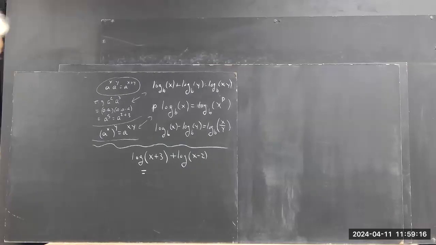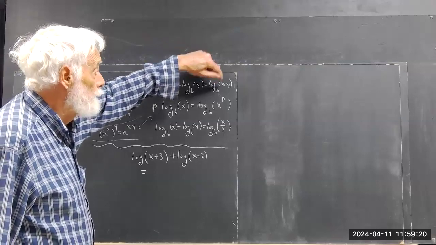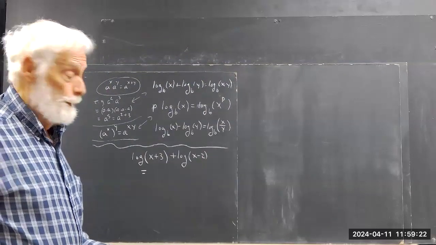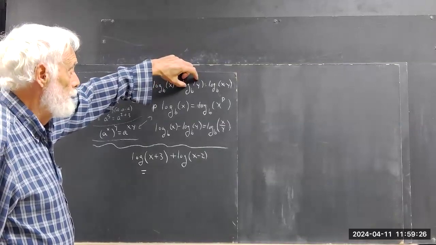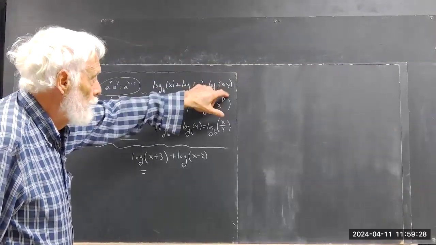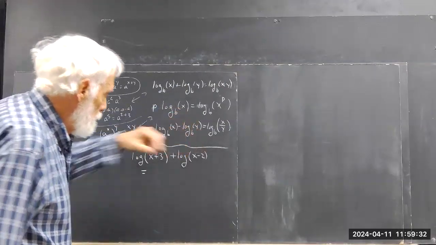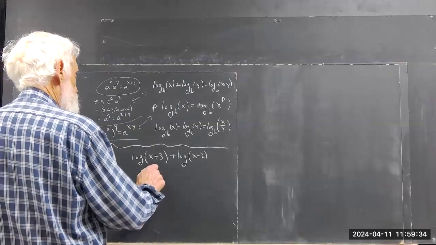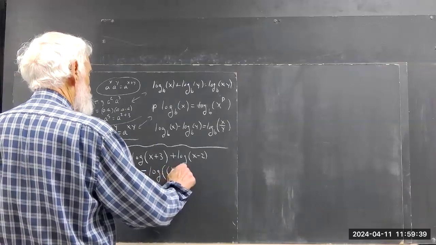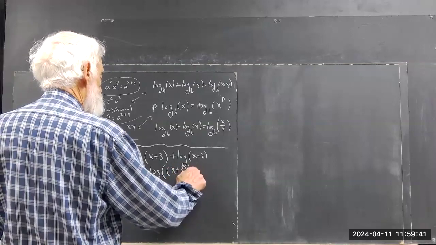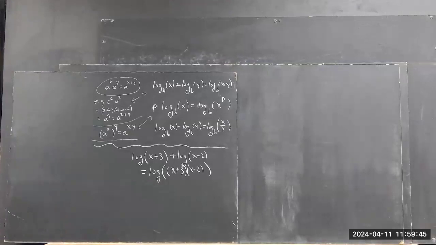First rule tells us that the log of x plus a log of y is a log of x times y, right? So log of one thing plus a log of another is the log of the product of those two things. So we have a log of x plus 3 and a log of x minus 2. That has to equal the log of x plus 3 times x minus 2. Okay.